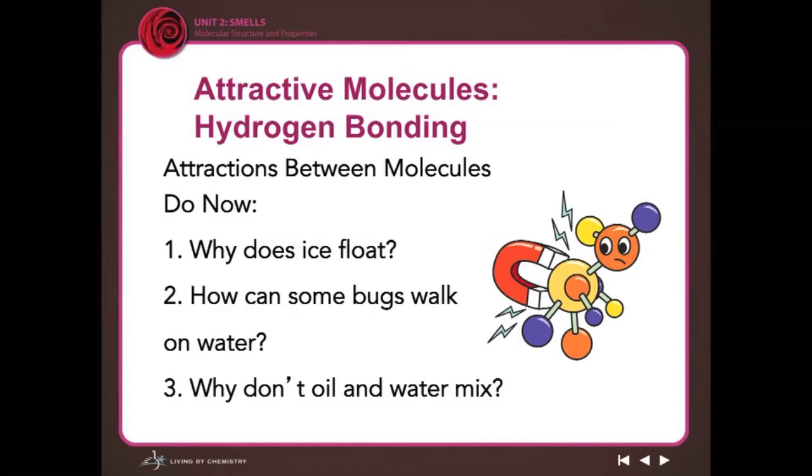Question 1, why does ice float? Things that are solid are more dense, and you would think that if they're denser, they'd be heavier and ice should sink. And how can some bugs walk on water, or even some small animals for that matter? And why don't oil and water mix?